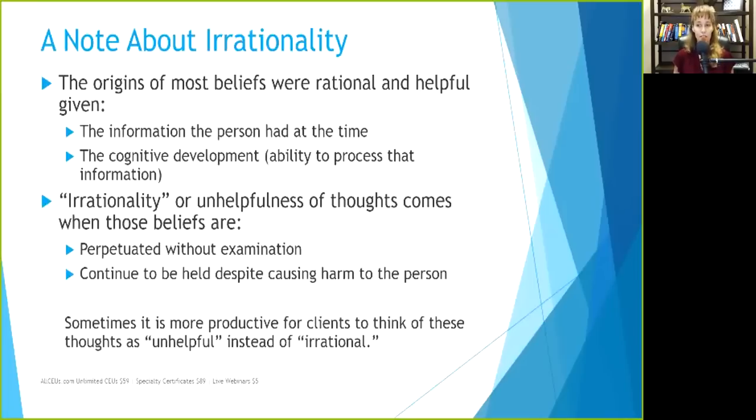Sometimes it's more productive for clients to think of these thoughts as unhelpful or helpful instead of irrational. Sometimes when I say irrational to clients, and I'm the same way, if somebody says you're being irrational, I'm like, I'm not. It elicits this instantaneous defensive reaction. It's like when you tell them they're being resistant. They're like, I am not being resistant.